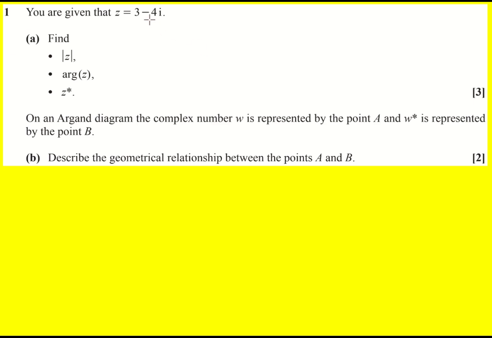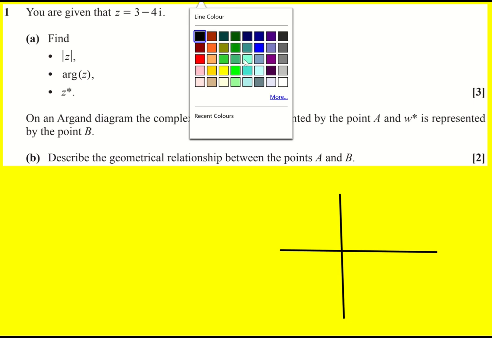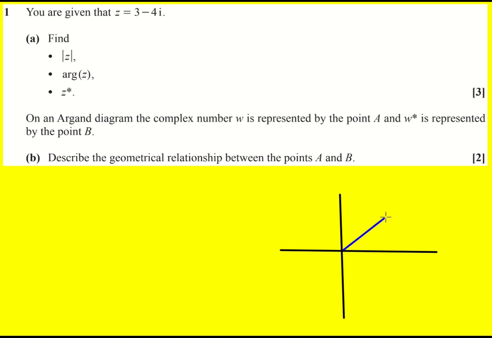We're given that z is 3 minus 4i, and we're asked to find the magnitude and the argument, and then the complex conjugate. So one thing you could do is just learn or derive the general definition for this. If we have z equals a plus bi, then this is the real axis, this is the imaginary axis. I'm going along a and up b.